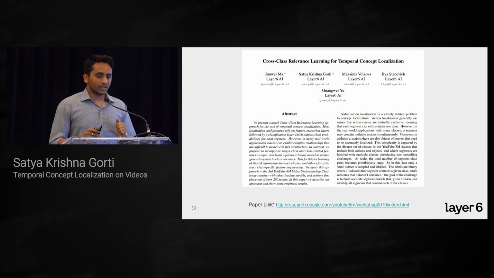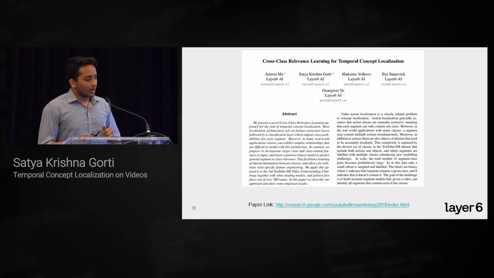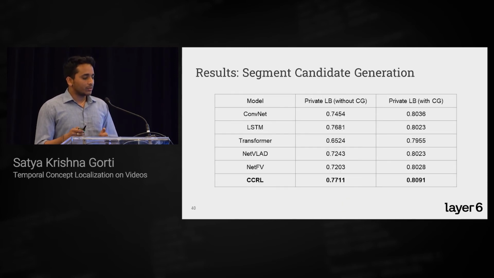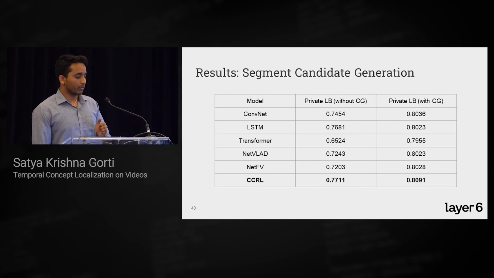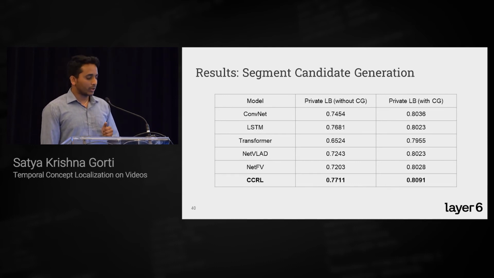If you are more interested, you can check our ICCV paper and also chat with me for more details. But now let's take a look at the results. When we take a look at the results, we can see that there is a significant improvement just by using candidate generation on each of these models. The most improvement came on transformer, where the MAP went from 65.24% to 79.55%. Similarly, all the other models are about 80%, and our best performing model, which is CCRL, is 80.91, which is about 0.6% higher than the next best model.